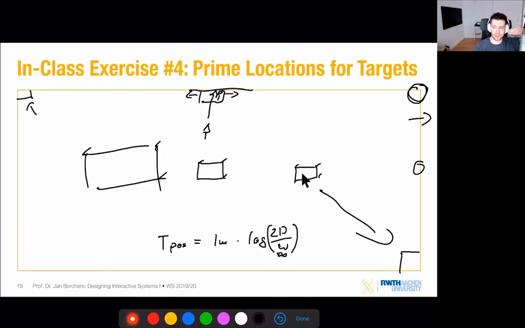So it only works if your cursor stops at this position. I saw some questions coming up. So Fabian, do you have a question or a suggestion?